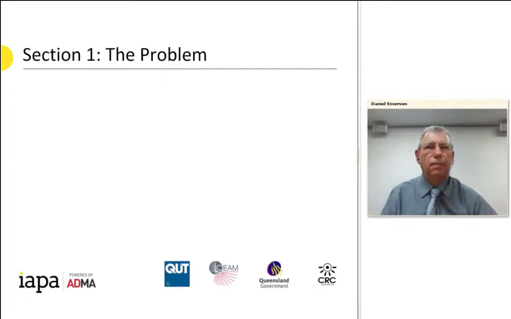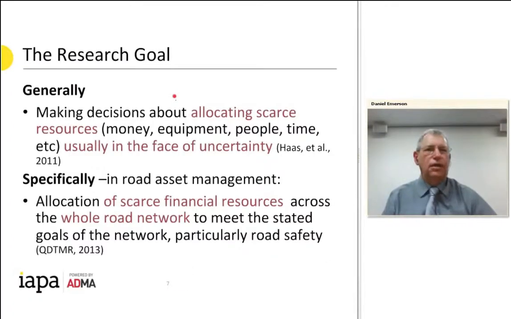Okay, so if we have a look at the problem, generally at any organisation, we have to make decisions about allocating scarce resources, e.g. those sorts of things like money, equipment, people, time. And the key thing here is usually it's in the face of uncertainty. And we're all used to making decisions in that state.